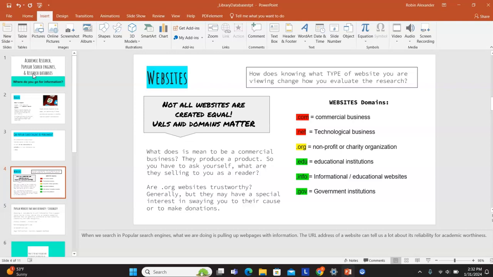A .org can be an excellent resource. They are a registered organization or a nonprofit or a charity, and a lot of the information that they have can be trustworthy, but you have to also understand that there may be inaccuracies and they're trying to sway your opinion in favor of their organization. So .edus, .info, and .gov websites are generally considered the most reliable websites for information and for academic worthiness.